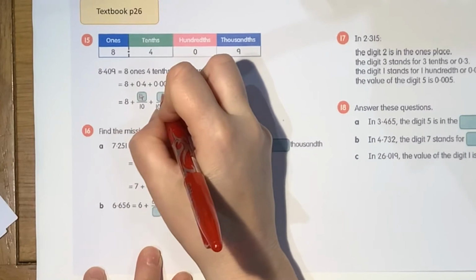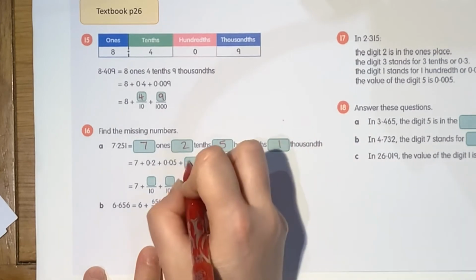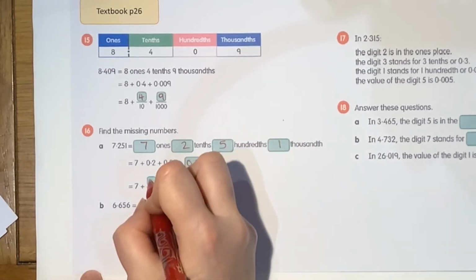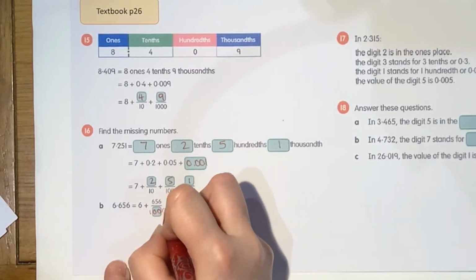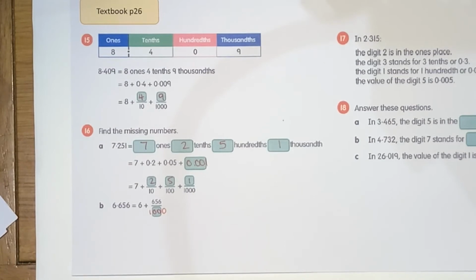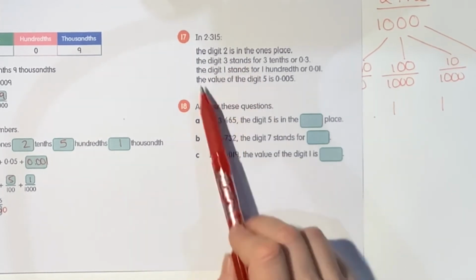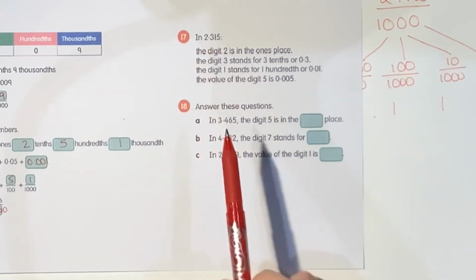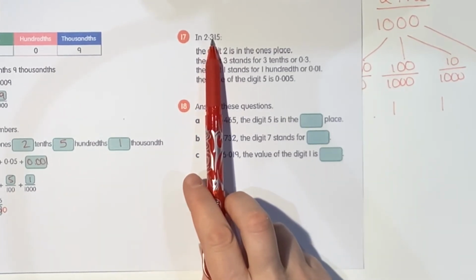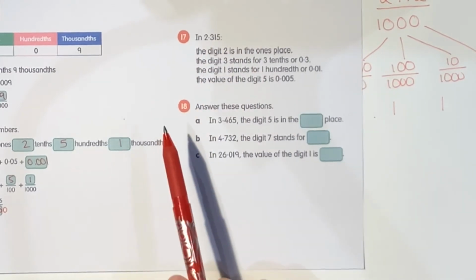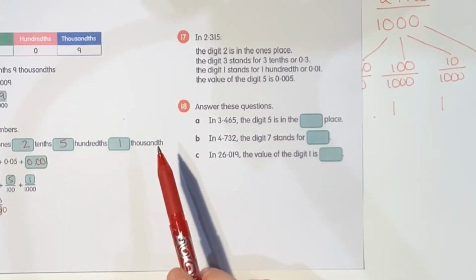Okay, hopefully you have spotted these. 7 ones, 2 tenths, 5 hundredths, and 1 thousandth. Okay, you can see, can't you, how important it is that we've got a good understanding of fractions, because fractions and decimals are the same thing, but just written in a slightly different way. Okay, number 17. Again, this is just talking about our real good understanding of the place value, what each of those numbers is worth. The digit 2 is in the ones place. The digit 3 stands for 3/10, or 0.3. The digit 1 stands for 1/100, or 0.01. And the value of that digit 5 is 0.005.